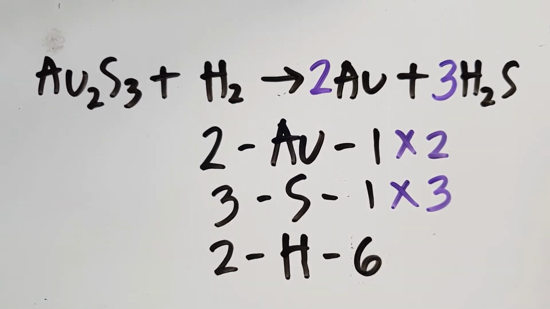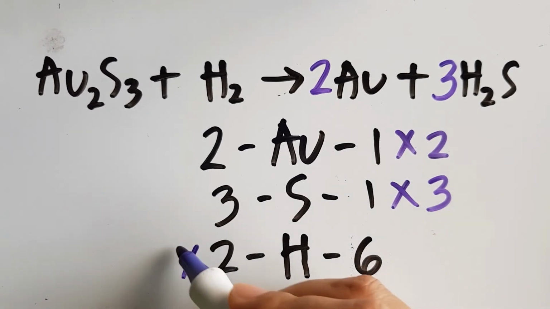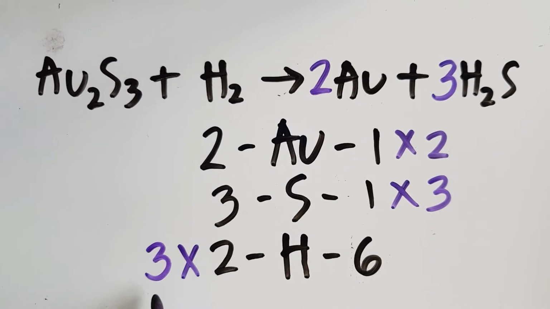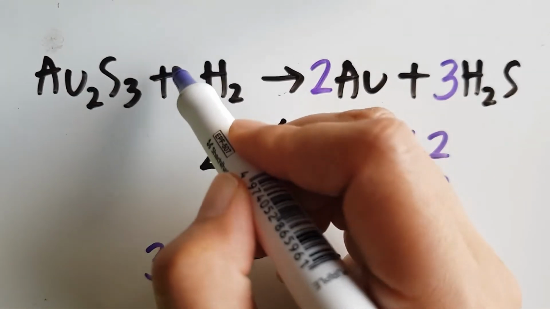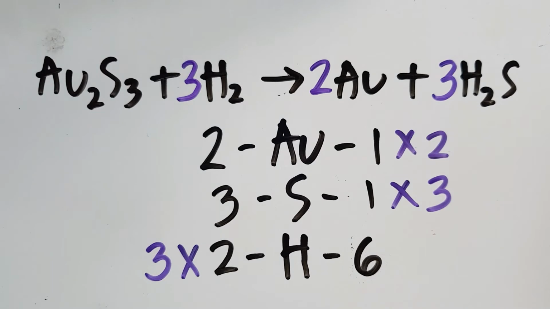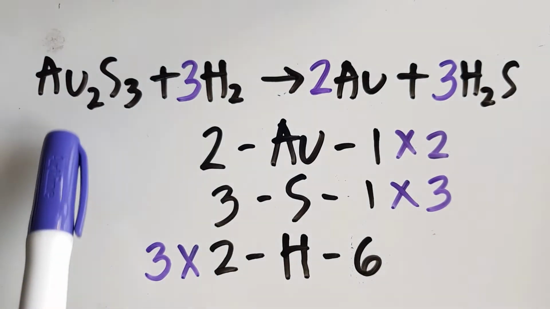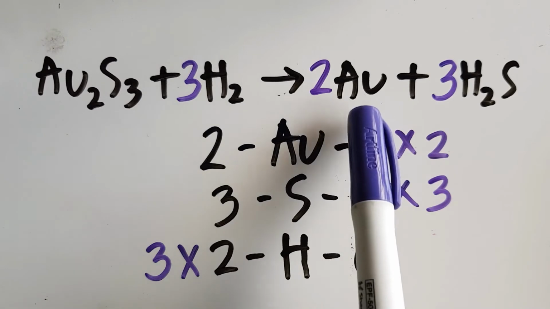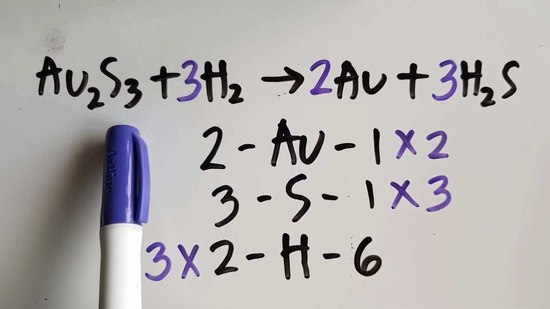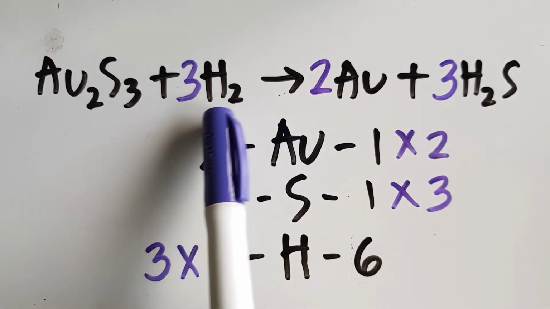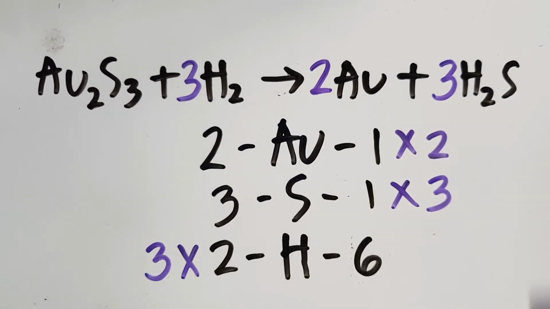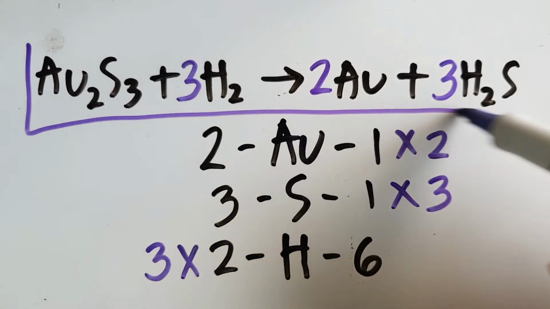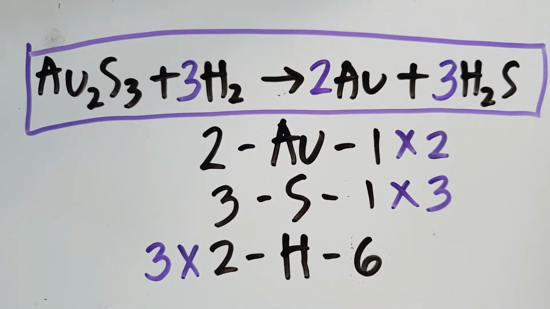And then I need to make H balance, make this part equal. So 2 times 3, I need to put the coefficient of 3 on the left side where H is. So 3. And then check if the equation is balanced. I have 2 Au atoms on the left, 2 on the right, 3 S atoms on the left, 3 on the right, 6 H atoms on the left, 6 on the right. And the equation is balanced.